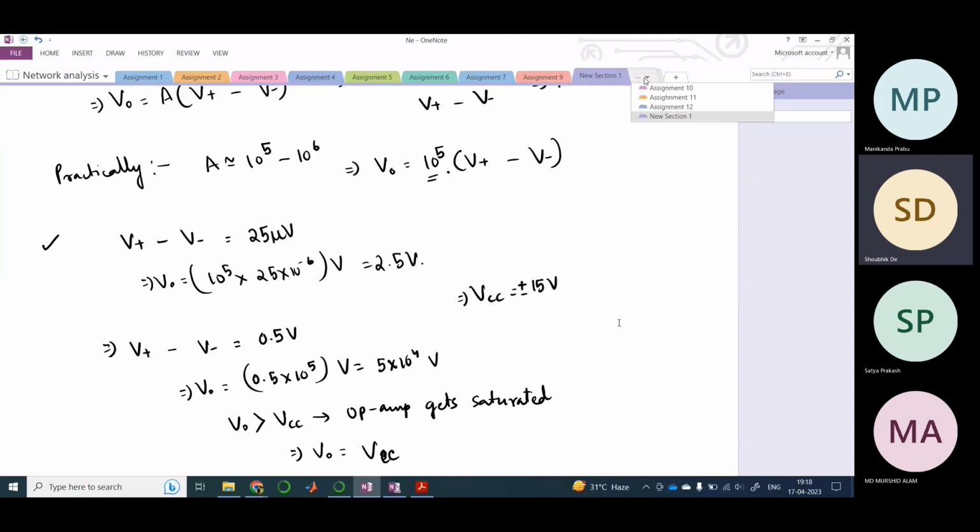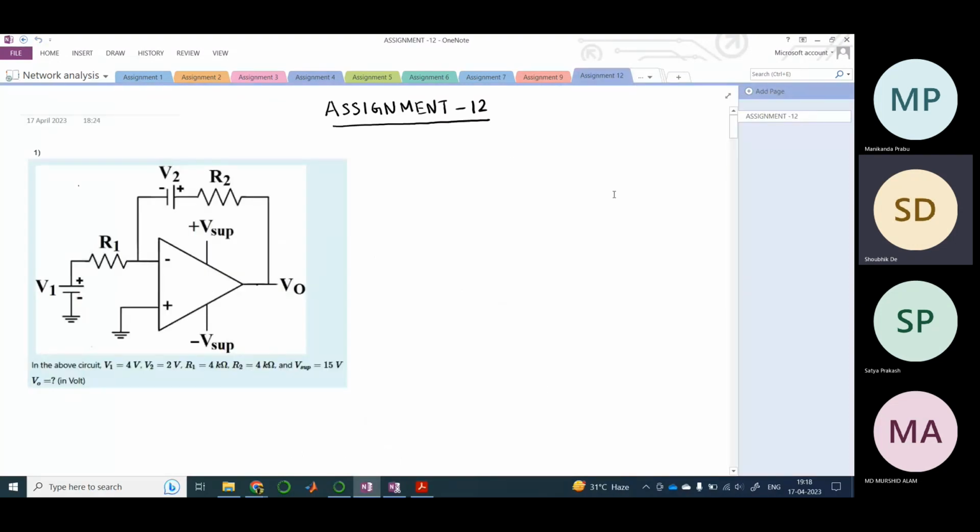So then we will go to the problems now. And these problems are quite simple, so we will try to finish them as soon as possible. Okay. So the first problem here, you can see that. First of all, all of these problems are in ideal condition. So in all of these problems, you have to assume that the op amp provided to you is in ideal condition.